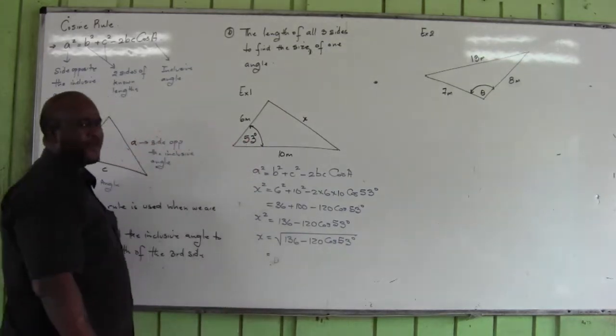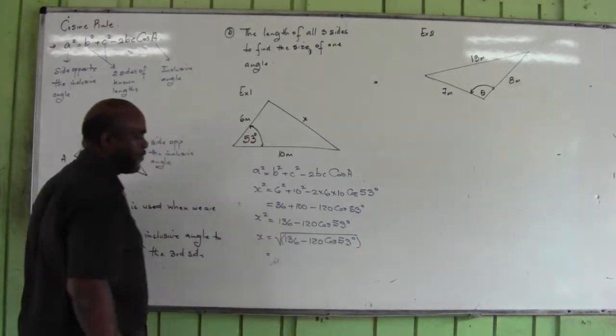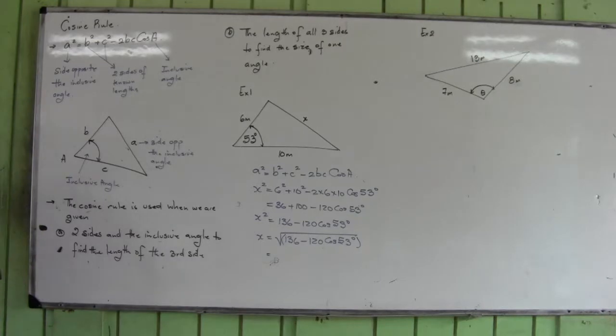Put this in the calculator and press equal. Recommendation: ensure you put them in brackets. So here's what you press. I want you to press square root, open bracket, 136 minus 120 cosine 53, close bracket, then press equal.